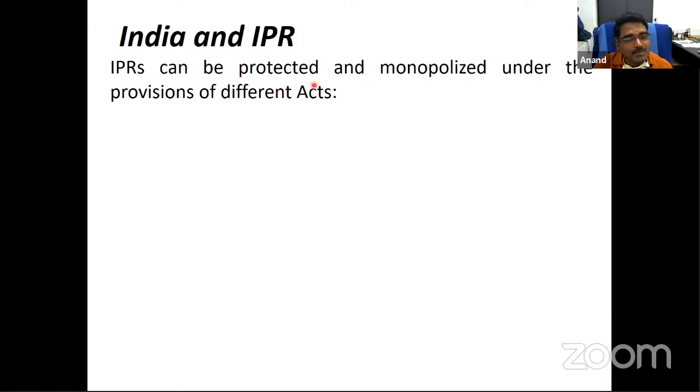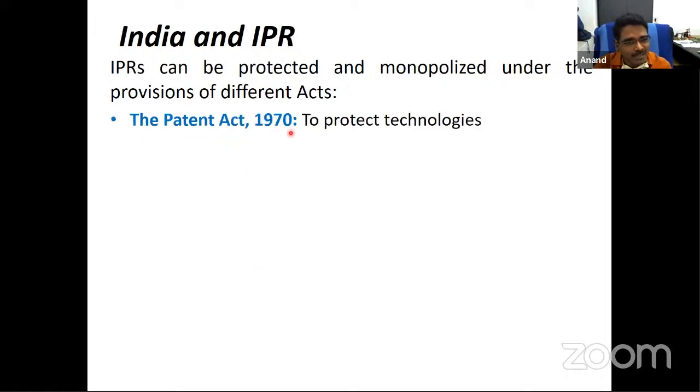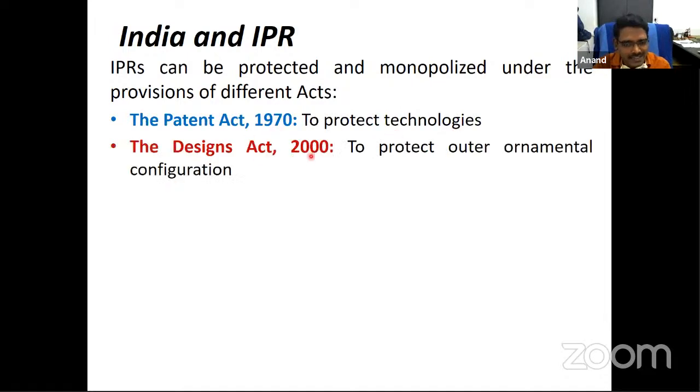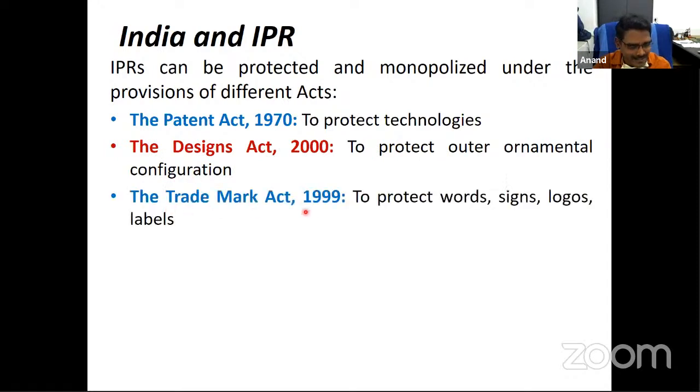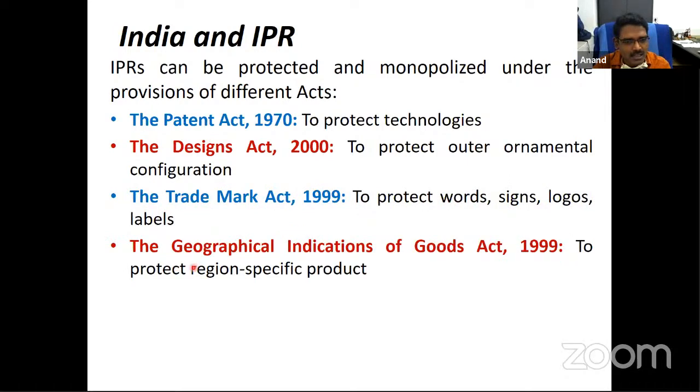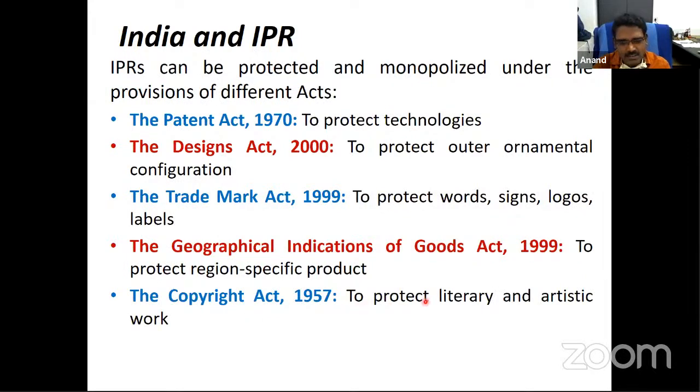And IPRs can be protected and monopolized under the provisions of different acts. Plenty of acts are there, and I'm listing a few of them. One is the Patent Act, 1970. It is used to protect technologies. The Designs Act protects our outer ornamental configuration. The Trademark Act protects words, signs, logos, and labels. The Geographical Indications of Goods Act protects region-specific products, and the Copyright Act protects literary and artistic work.